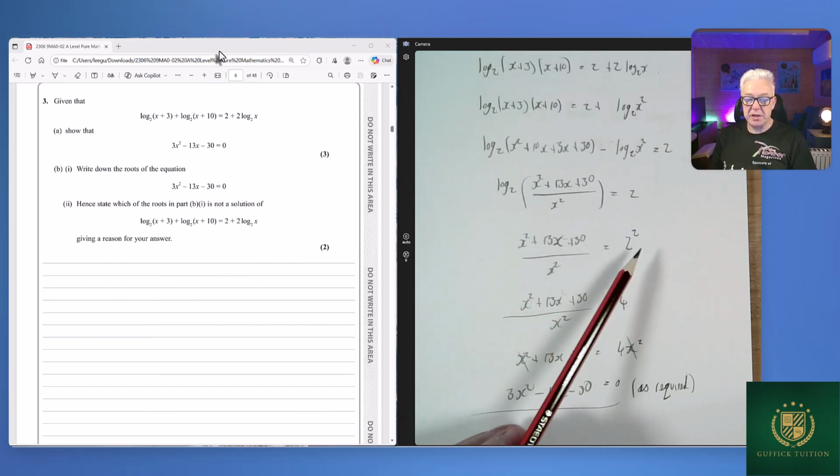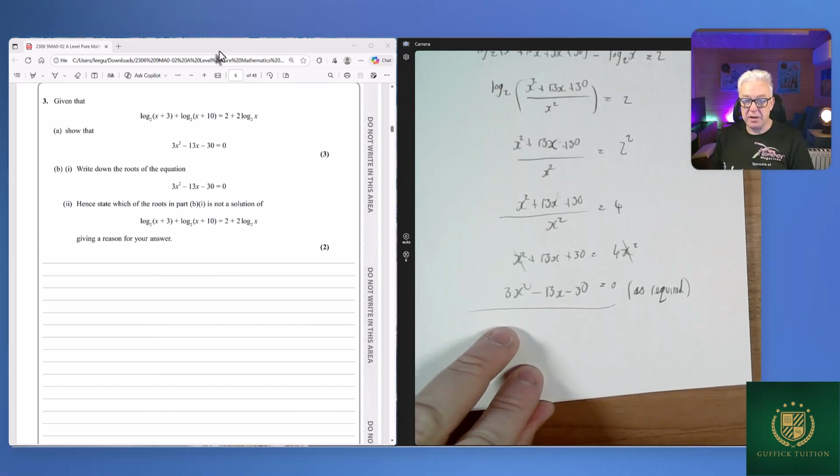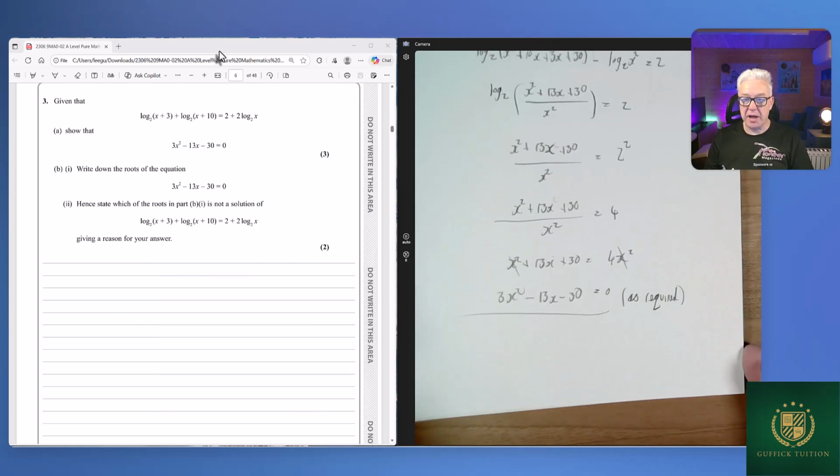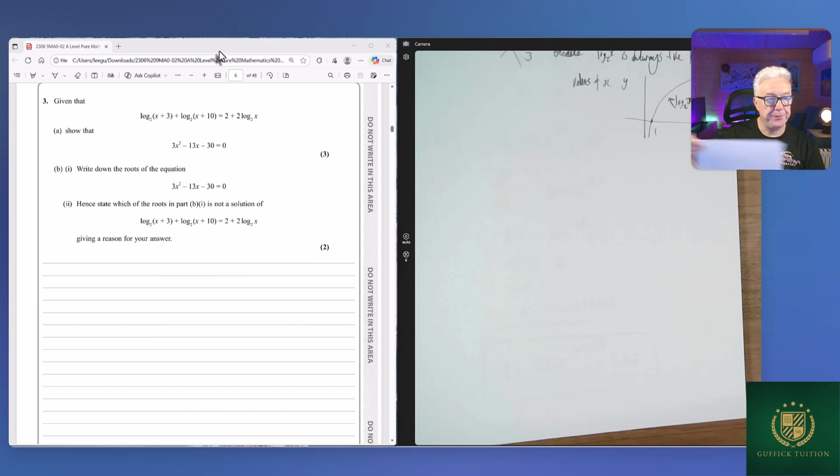Okay, so 2² is 4, and then I'm going to times both sides by the x² to give me x² + 13x + 30 is equal to 4x², and then finally get the whole thing over to the right hand side, and that gives us our 3x² − 13x − 30 = 0 as required. So that's our part A done.